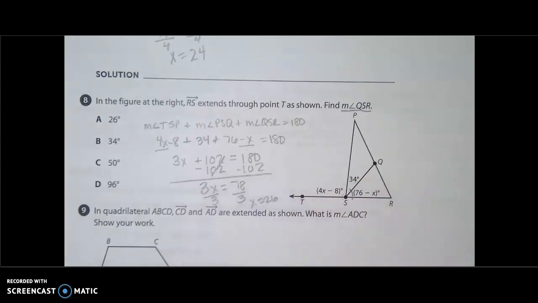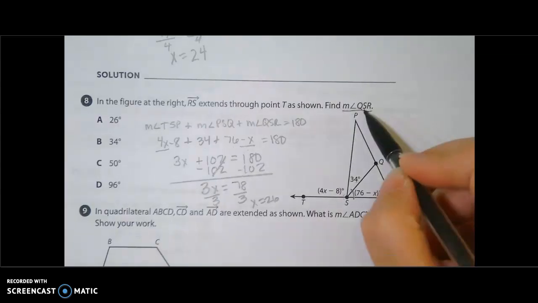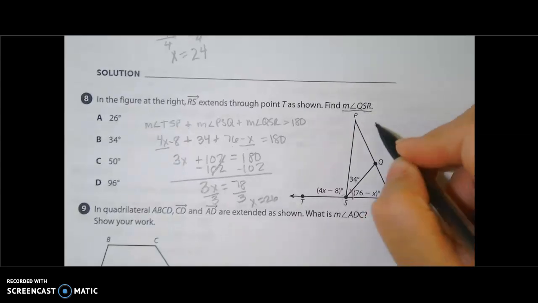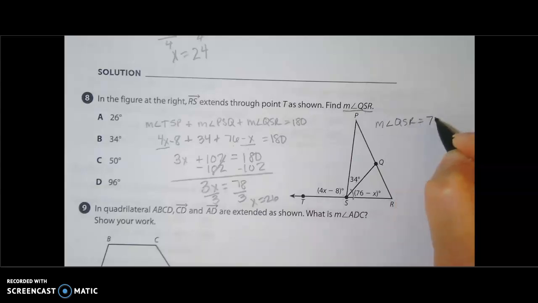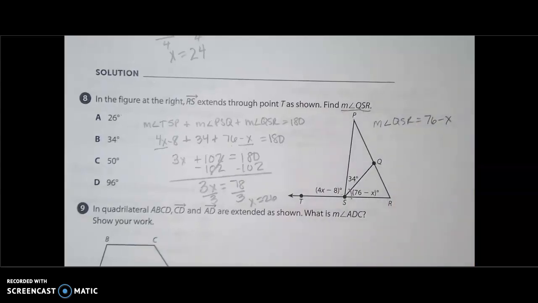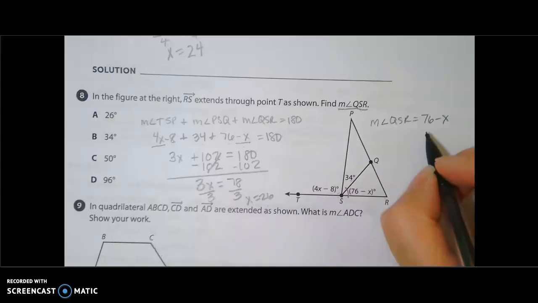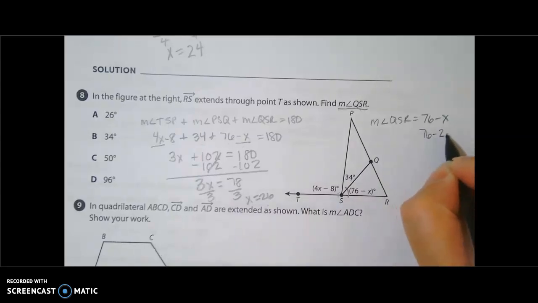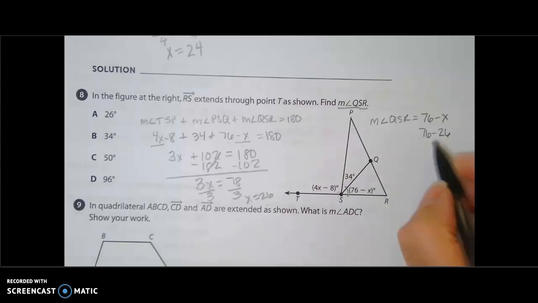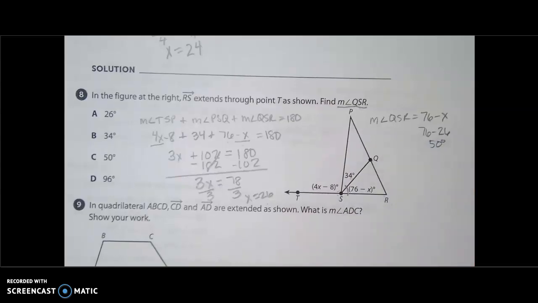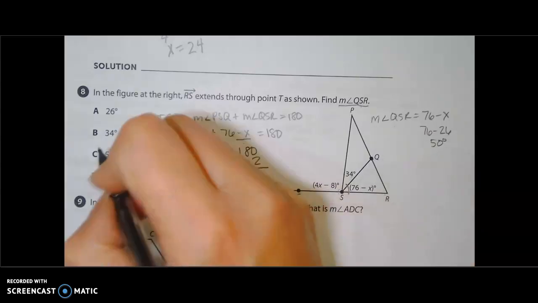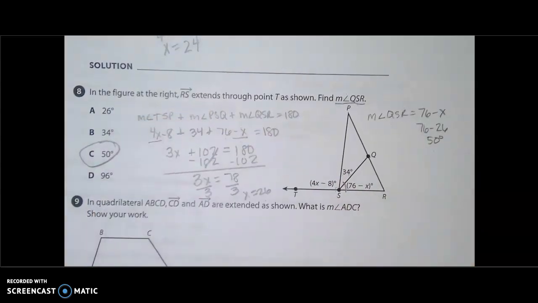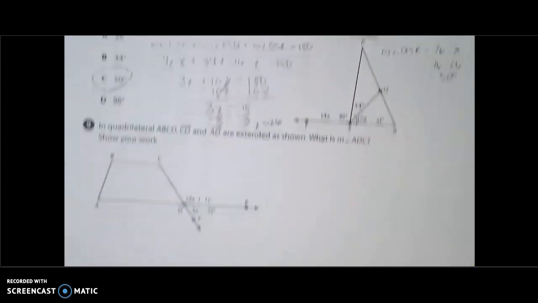Now, I finished finding x, but it didn't ask me to stop at x. It asked me to find QSR. So the measure of angle QSR is 76 minus x. I know that x is 26, so I'm going to replace it. 76 minus 26, and 76 minus 26 is 50 degrees. So I know that the measure of angle QSR is 50 degrees, so the answer is C. And this is the work we went about to get it.